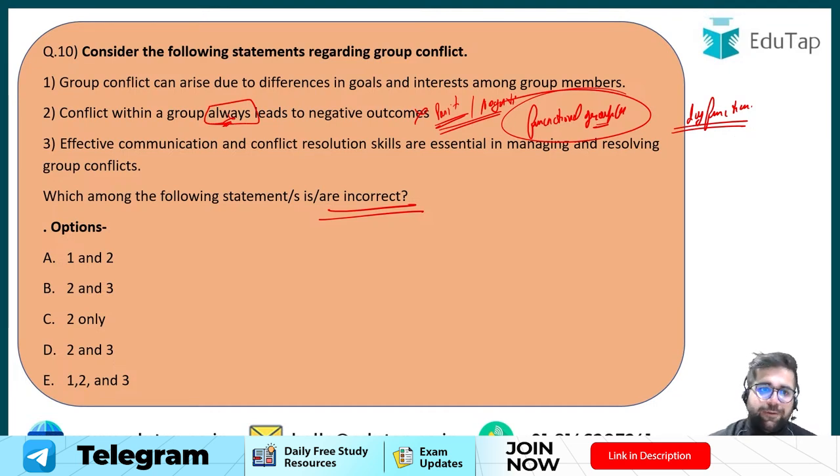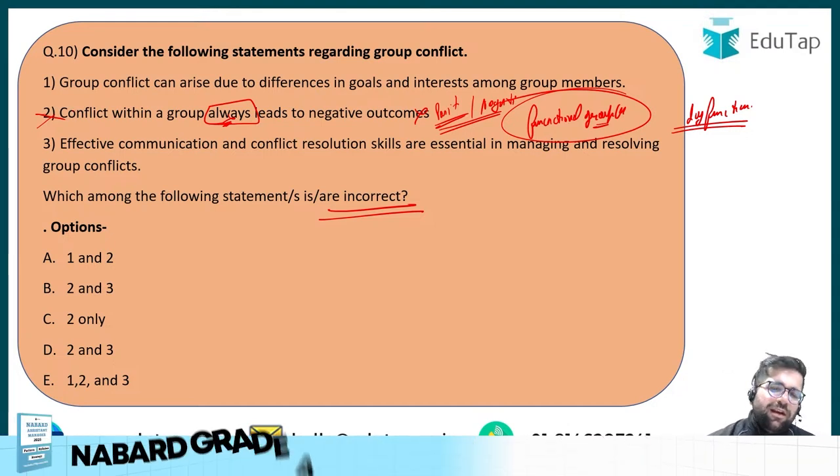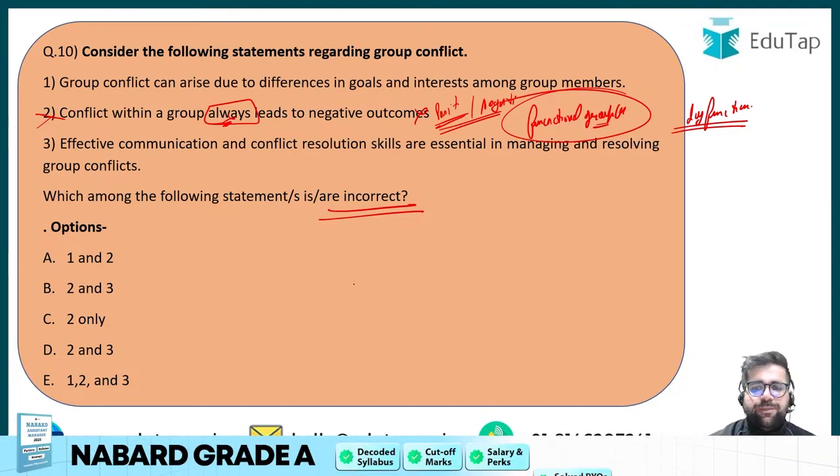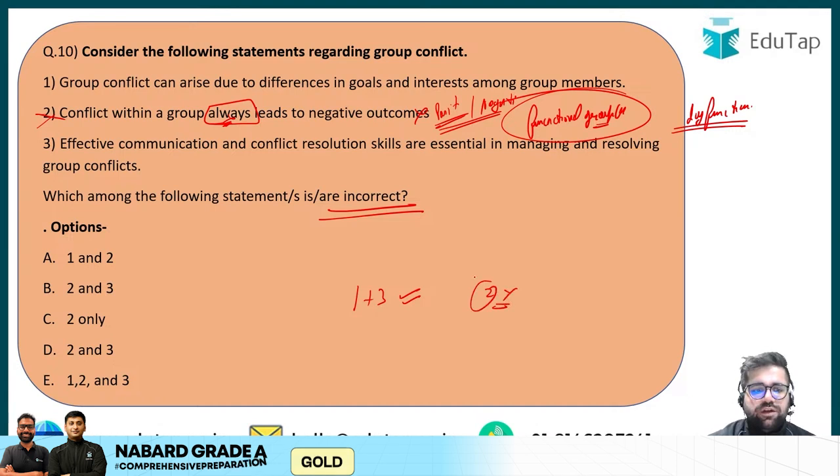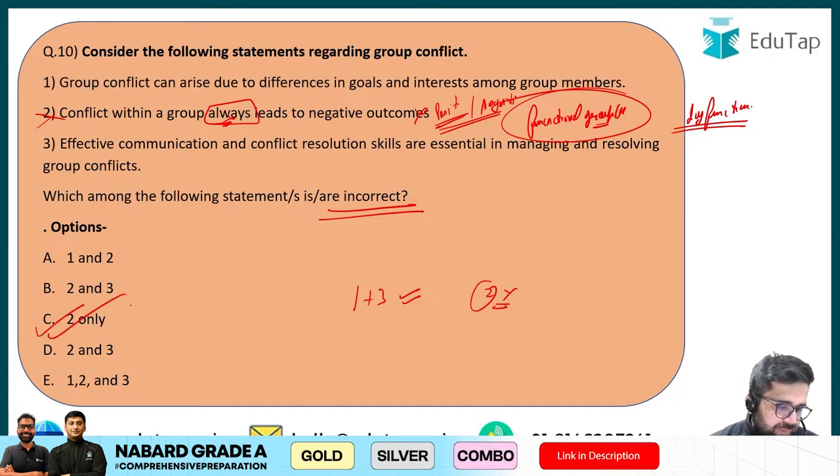If you see, statement number 2 is incorrect. Okay, effective communication and conflict resolution skills are essential in managing and resolving group conflict. Definitely yes, it's a very basic statement. So if you see, 1 plus 3 are correct, but only 2 is incorrect, therefore the right answer of this question will be option number C.